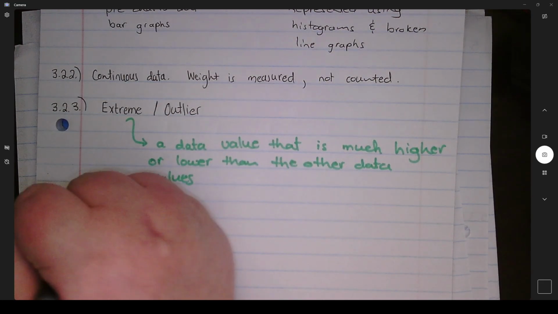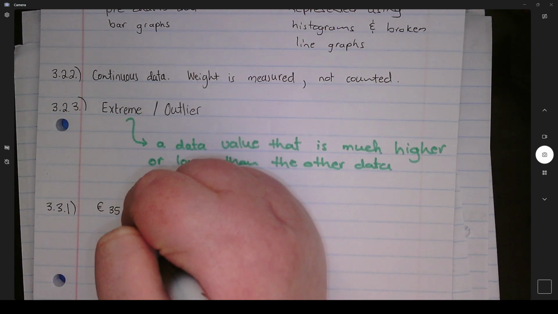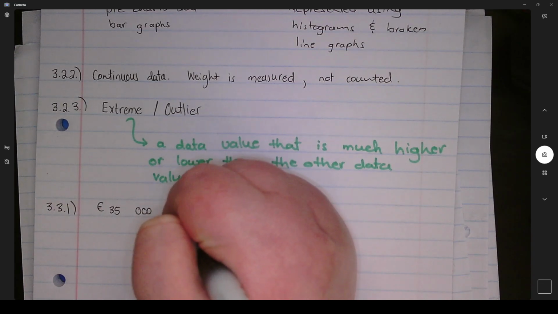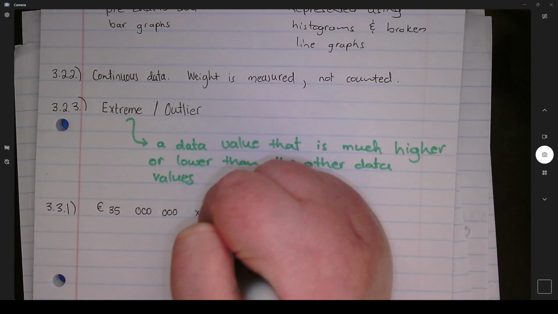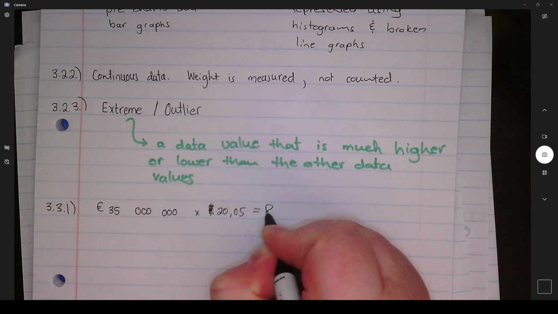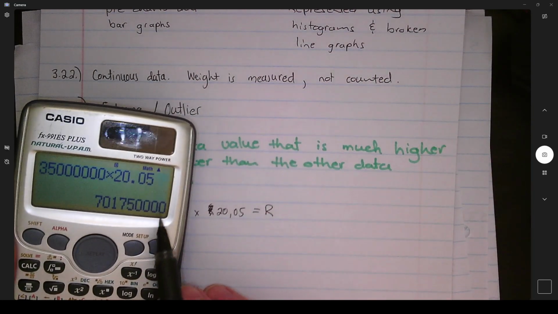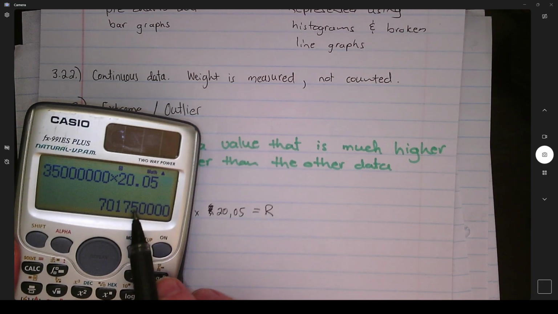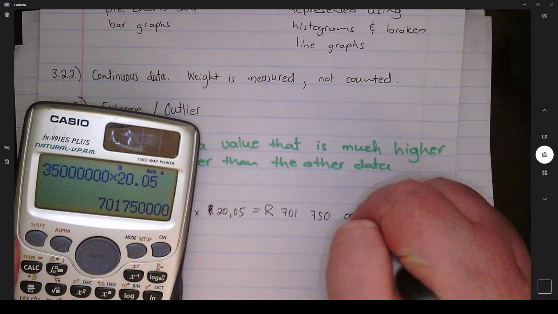So this would be 3.1, which is 35 million euro. And we're going to multiply that with 20.05. It doesn't even need to have the rand symbol. In fact, I think it's actually better to leave the rand symbol out and only answer in rand at the end. 20.05. Okay, 1, 2, 3. There we go.